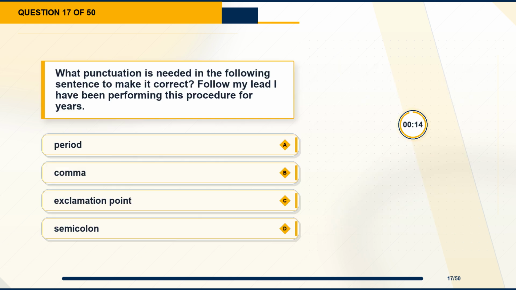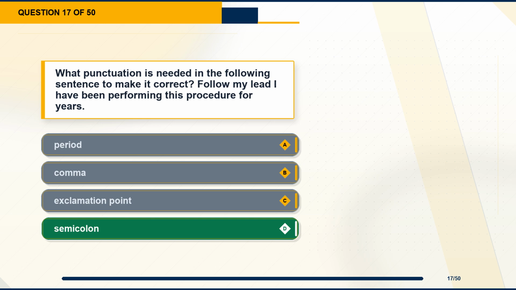Question 17. What punctuation is needed in the following sentence to make it correct? Follow my lead, I have been performing this procedure for years. Option A, period. Option B, comma. Option C, exclamation point. Option D, semicolon.